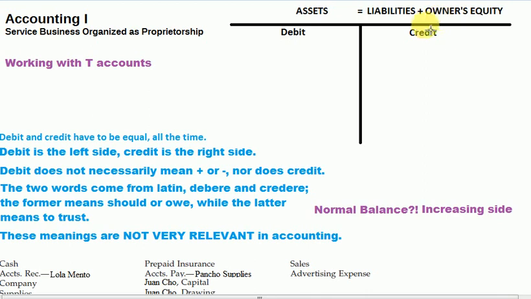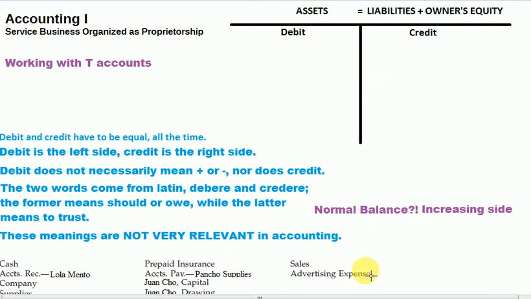The account that increases the owner's equity, as we know, is when the business makes a sale. Then the owner's equity increases. And that's the whole point. The purpose of the existence of a business, whatever business, is to make as many sales as possible, to get profit, to increase owner's equity. So sales is credited. Sales increase the owner's equity.